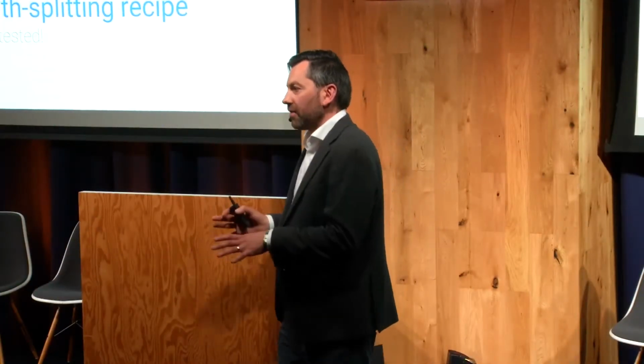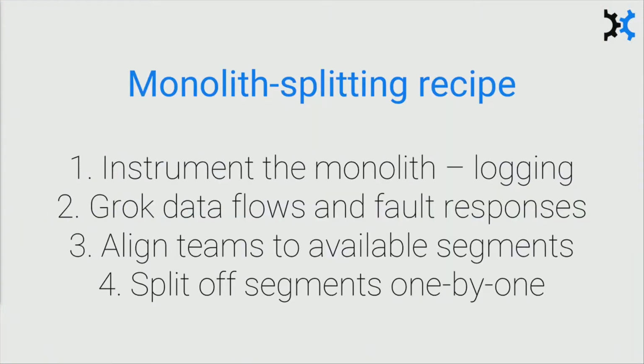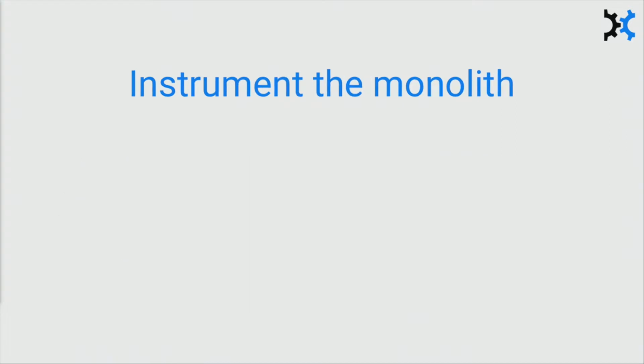Right, I want to run through this recipe. I'll do it quite quickly. So the summary is this. First of all, before we start splitting a monolith, we need to instrument it. Once we understand the data flows and the fault responses, then we can start aligning teams to possible segments of the monolith and then start splitting it off. But the really key thing is that we get an understanding of how this monolith actually works at runtime before we start designing different subsystems and components.